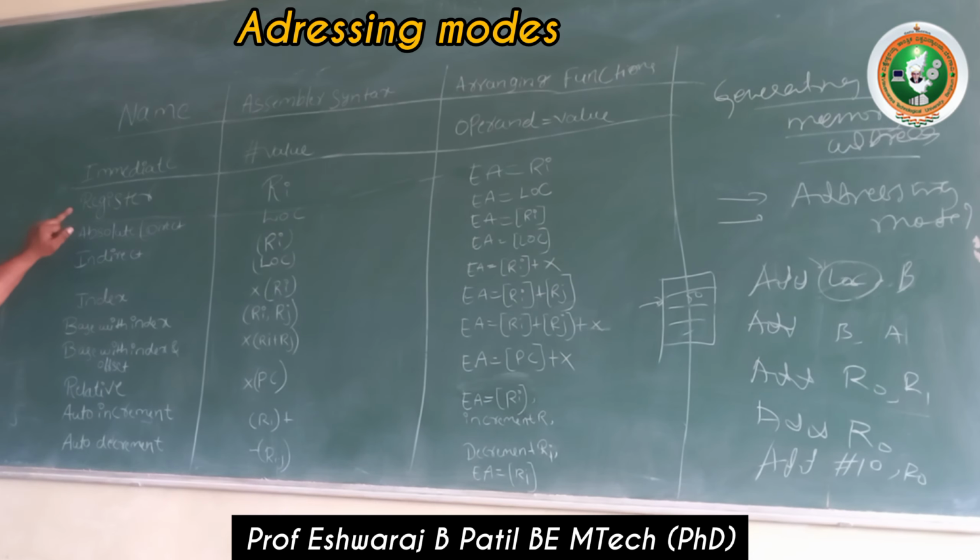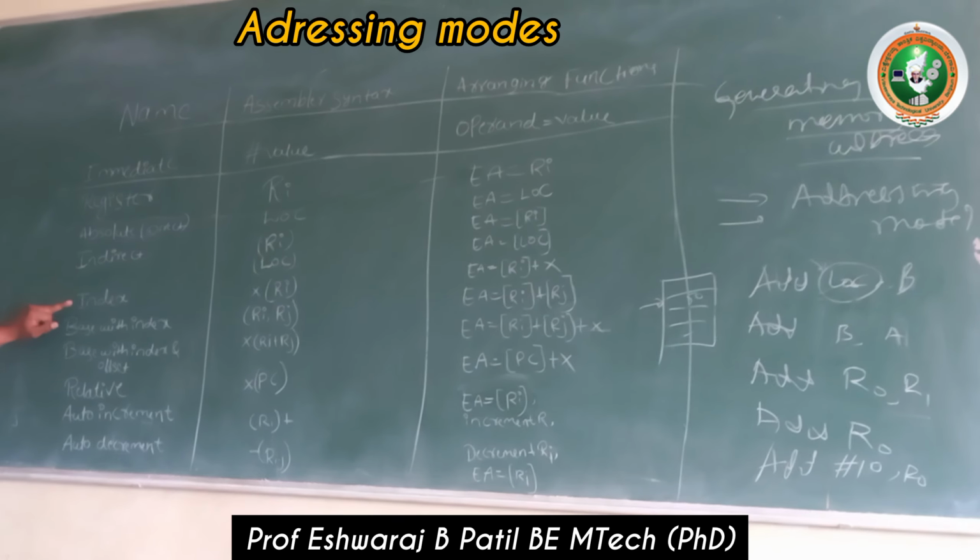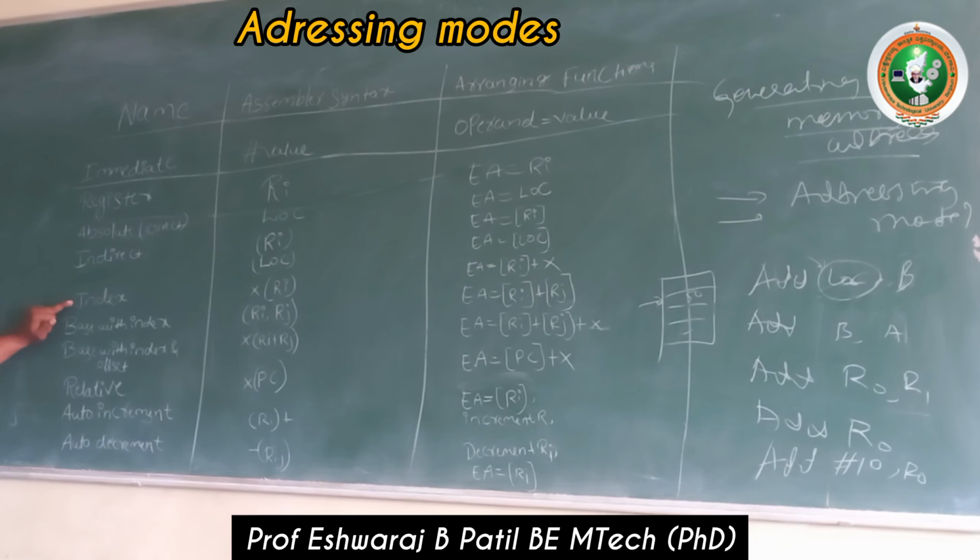One is called the register addressing mode, another one is the absolute or direct addressing mode, another one is the indirect addressing mode, the fourth one is the index addressing mode, the fifth one is the base with the index addressing mode, the sixth one is the base with the index and offset, then relative addressing mode, auto increment, auto decrement. These are the different types of addressing modes.